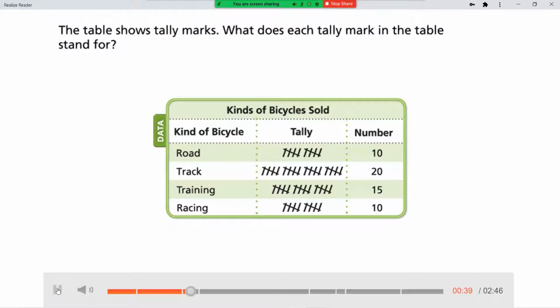The table shows tally marks. What does each tally mark in the table stand for?